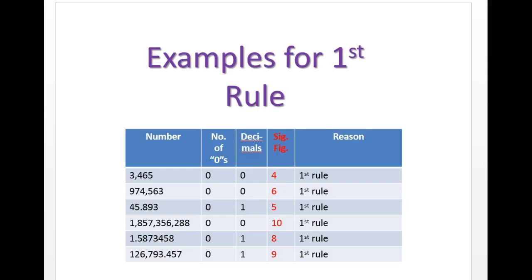Here I have a little chart to give some examples for the first rule. All these numbers are significant because they're not zero. This has four numbers, so it has four significant figures. Notice that none of these numbers have any zeros in them, so we are counting all the numbers. This is 9, this is 9, this is 8, this is 10, this is 5, this is 6, and this is 4. All of them follow rule number one: any number that is not a zero is considered to be a significant number. This really is the easiest rule.